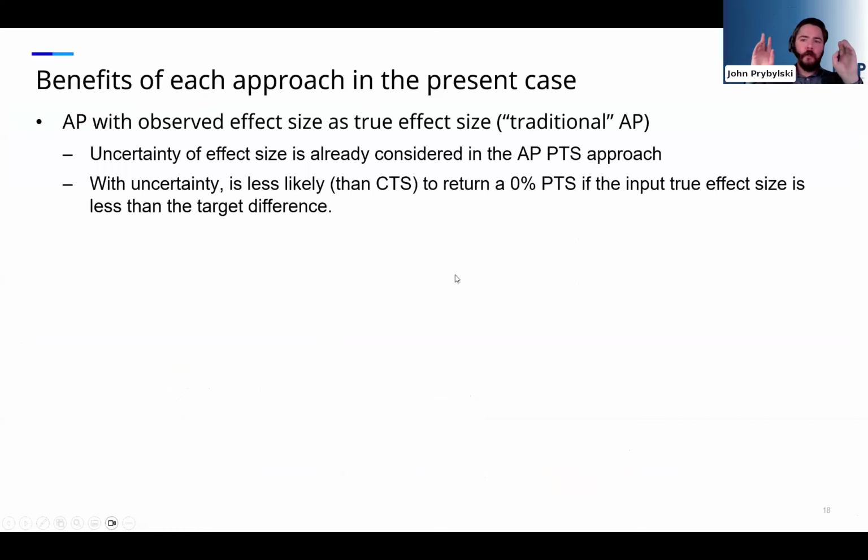There's what I'm going to refer to as the traditional average power approach, where we use the effect size without incorporating any other information, which you would do in situations like this. Let's say you just use the observed effect size. What's nice here is that the uncertainty of that observed effect size is already being taken into account when you are determining that PTS. So it's already accounted for, and making adjustments for it, you would have to really defend. And with the very wide distribution that we're talking about in this case, the average power approach is much less likely to say you have a 0% probability of technical success if your input true effect size is less than the target difference.